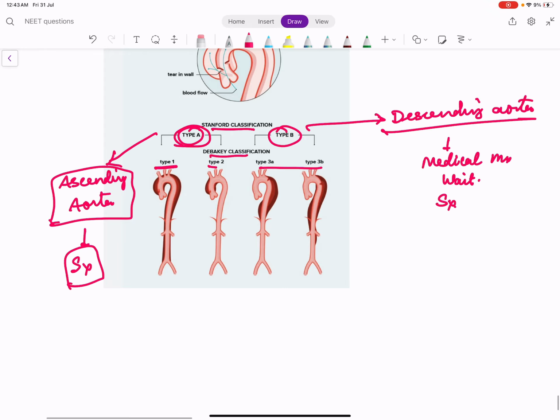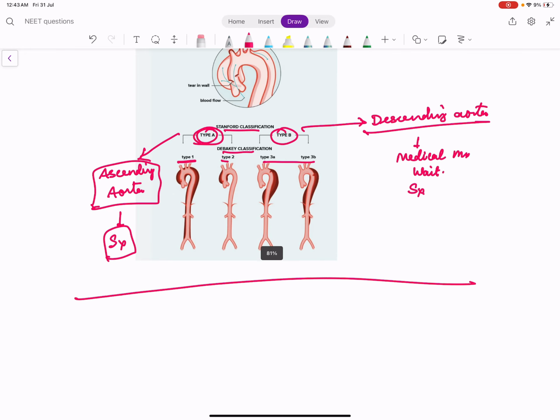So A is ascending aorta. Suppose if an image is given, they ask the treatment. Ascending aorta is involved, treatment is surgery. Descending aorta is involved, we can wait. Right? So this finishes our entire cardiology discussion.